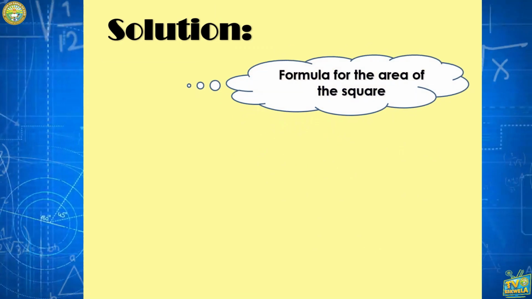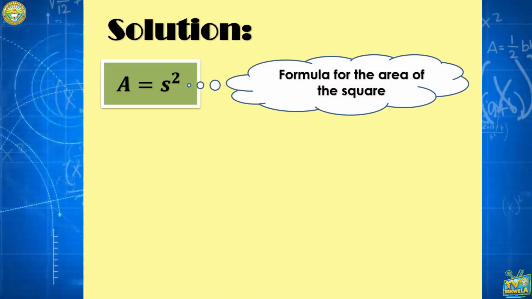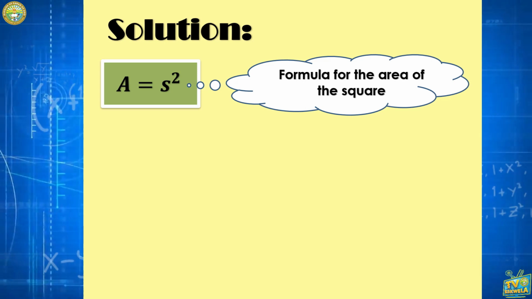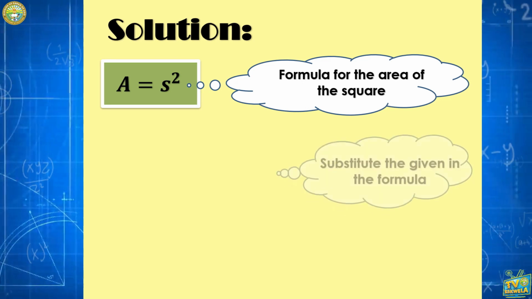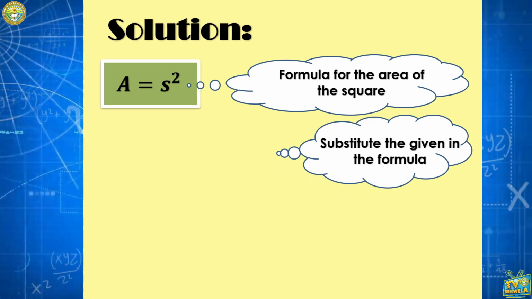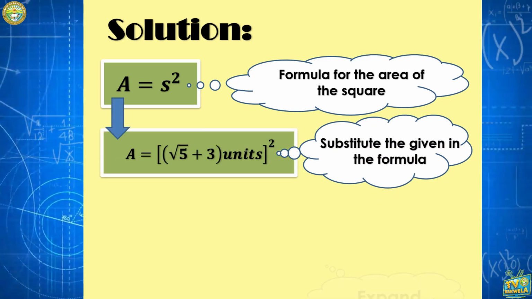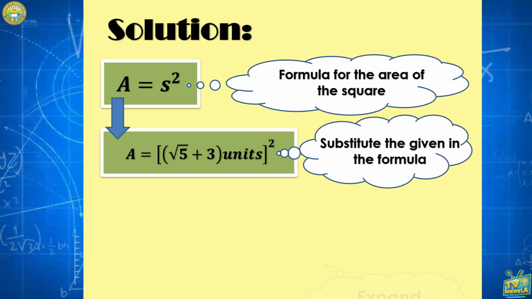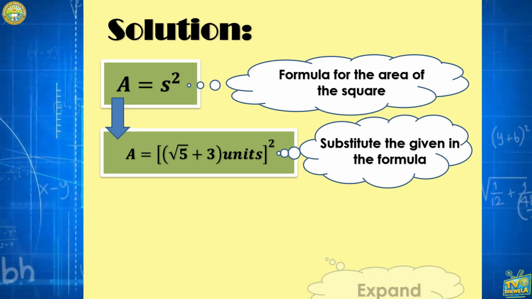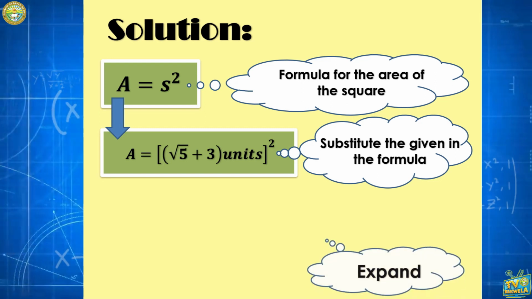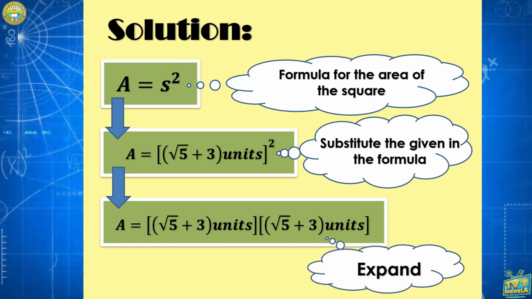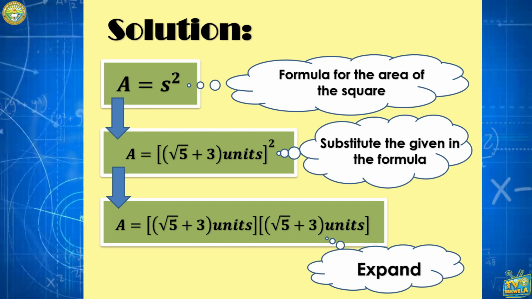We have to recall that the formula for the area of the square is A equals S squared. Next is to substitute the given in the formula. That will be A equals quantity square root of 5 plus 3 units squared. Then, expand the product. That is the product of the sum of square root of 5 and 3 units.